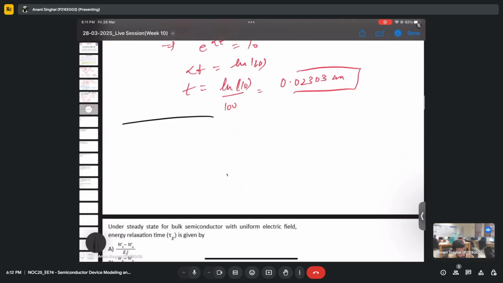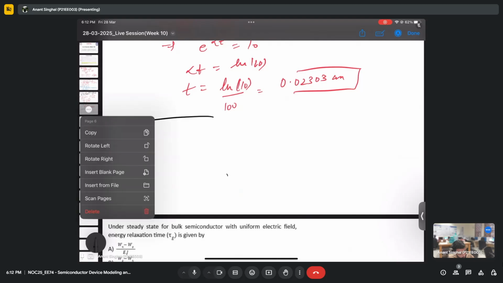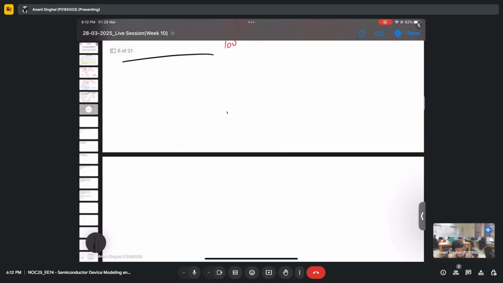So maybe we can see a better problem than that. Let's say now we have a gallium arsenide sample at temperature 300 Kelvin, and again let's assume that the photon intensity at x is given by this particular value, and the wavelength is given as 0.75 micron.